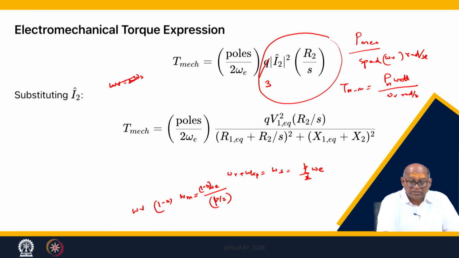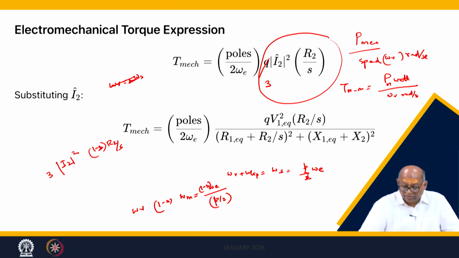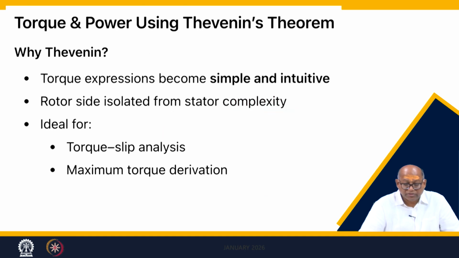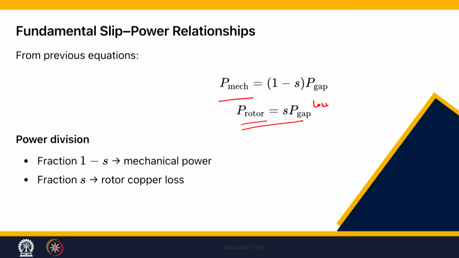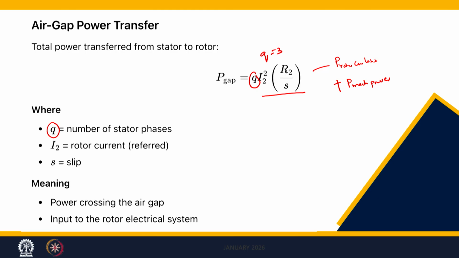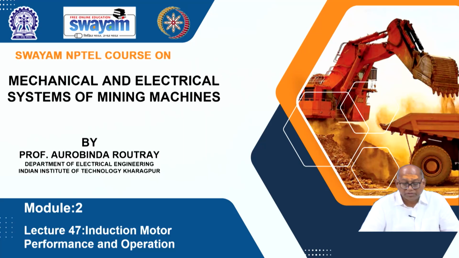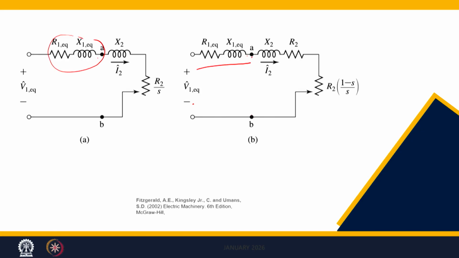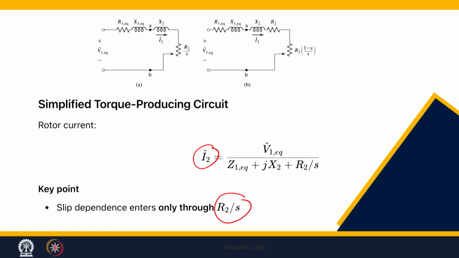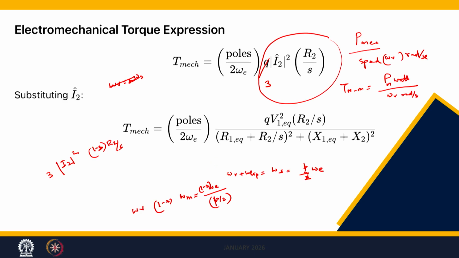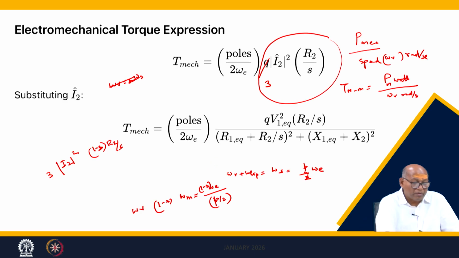So, your power loss is how much? Power loss is I2 square into 3 into 1 minus s into R2 by s. This you have done earlier, you have done already, you see, here you did. This is the mechanical power loss, you can see, this you have already done. Mechanical power you have done already. So, this is the mechanical power.